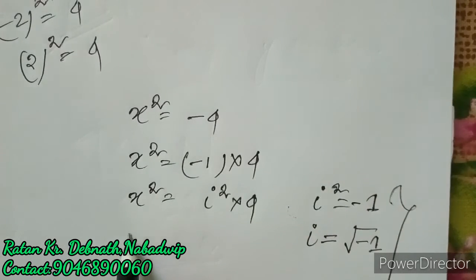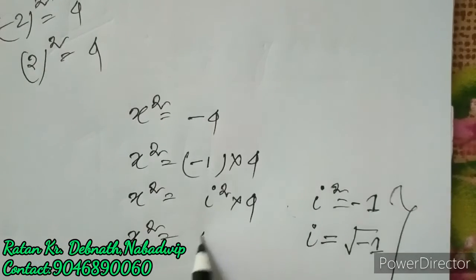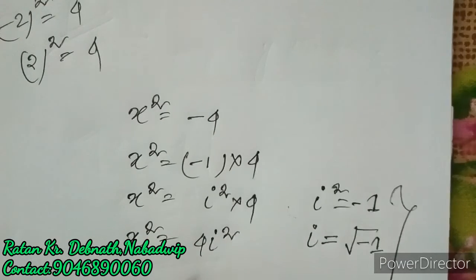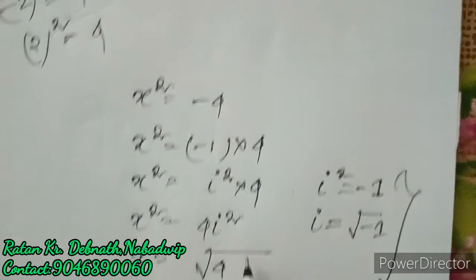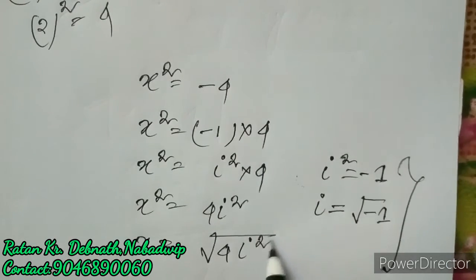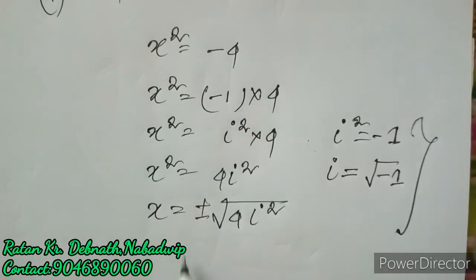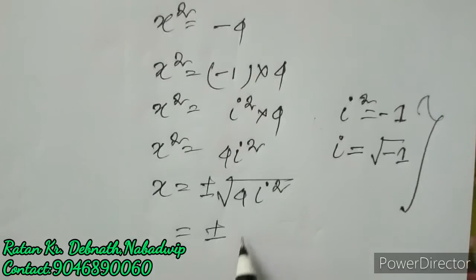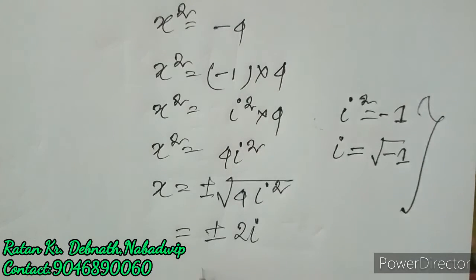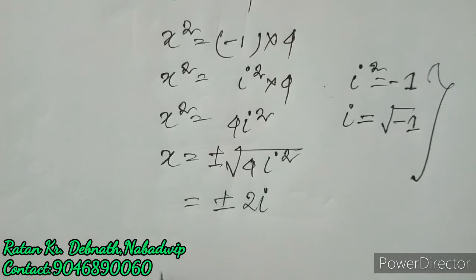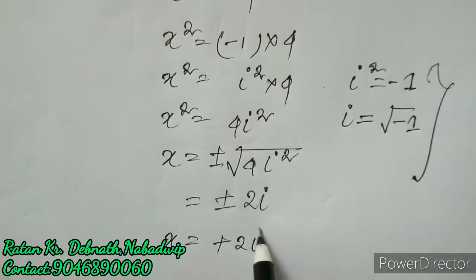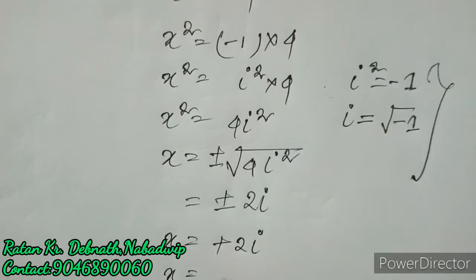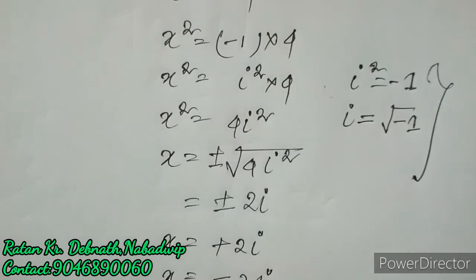Now let's solve this equation. x equals root over minus 4, that is root over 4 i square, put plus minus, so we can write plus minus 2i, that is the value of x equals plus 2i or minus 2i.